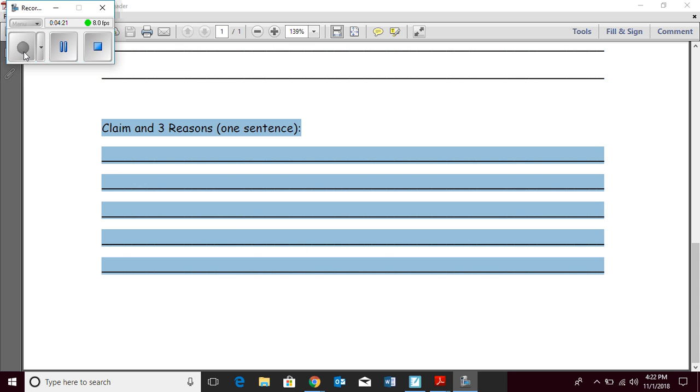So for example, it could be Mr. Folker is kind because, list your first reason, comma, also list your second reason, comma, and most of all, and then list your 3rd reason. I'm going to go ahead and pause the video so you can do that right now.